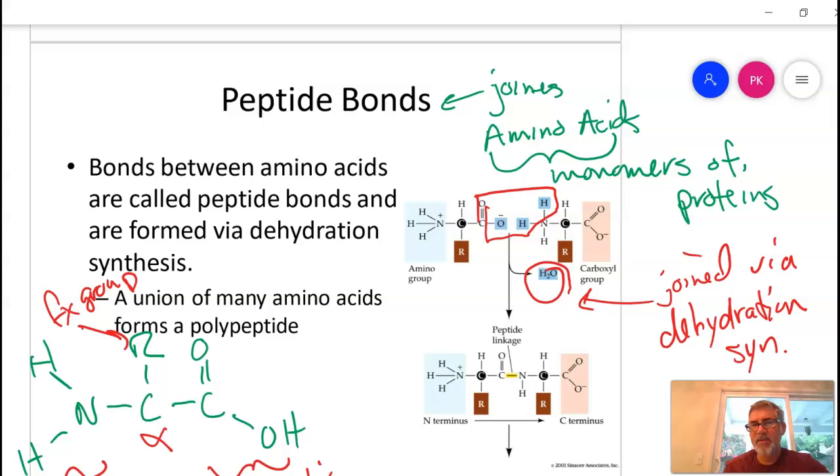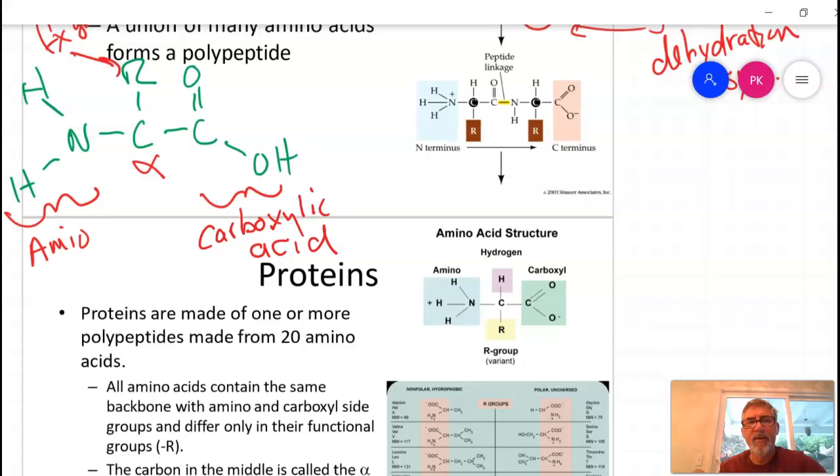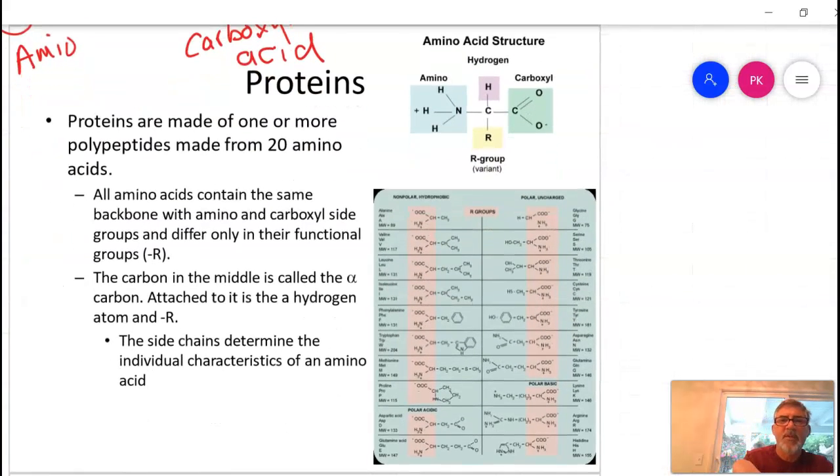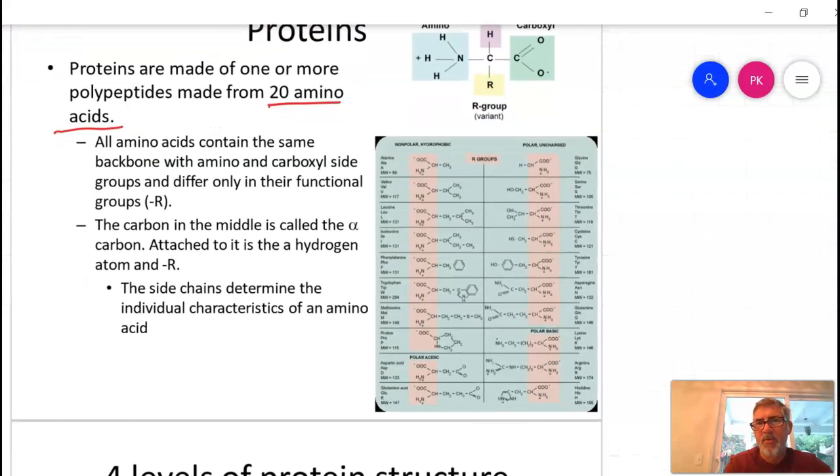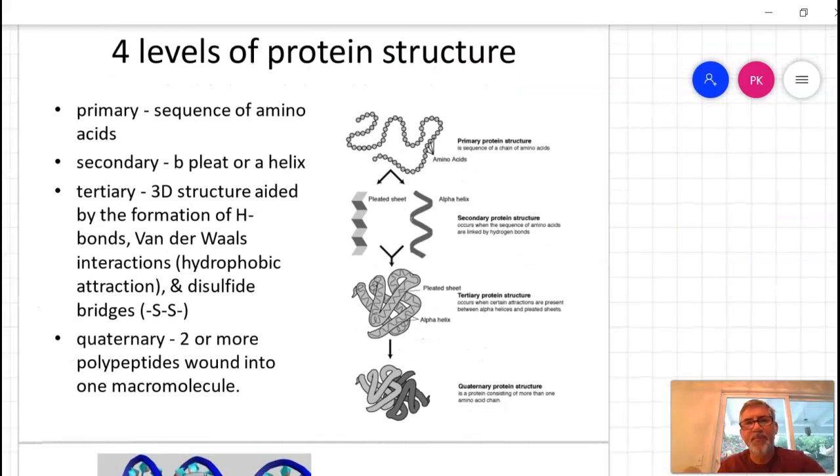Joined via dehydration synthesis, and if I wanted to take them apart, I would do hydrolysis again. All right, so there are 20 amino acids that make up all of the structures in your body. Do not memorize this, but I can have non-polar or I can have polar. Non-polar would be hydrophobic, and polar would be hydrophilic, or attracted to water. Hydrophobic means repel. That's probably what you need to know there.